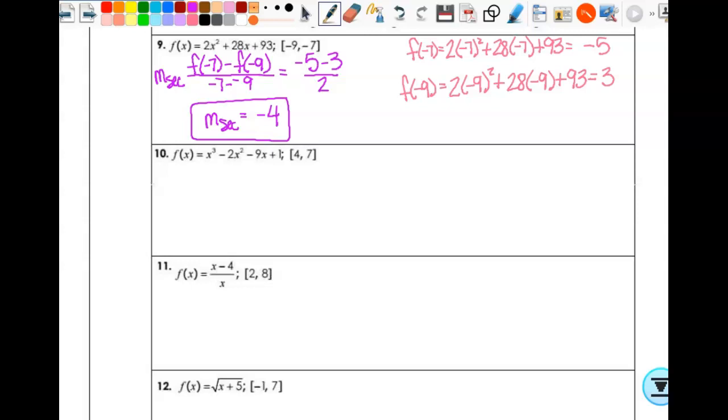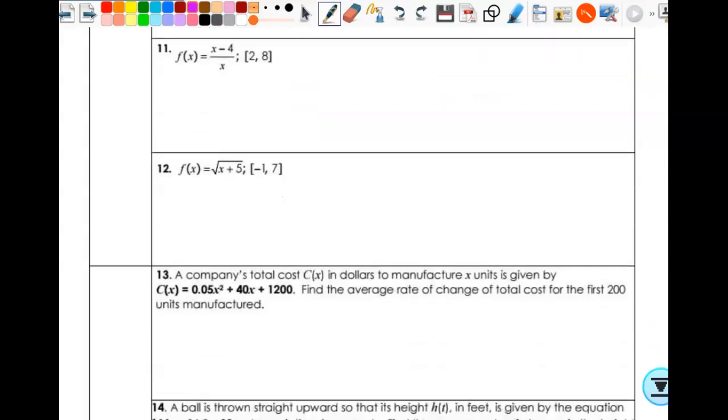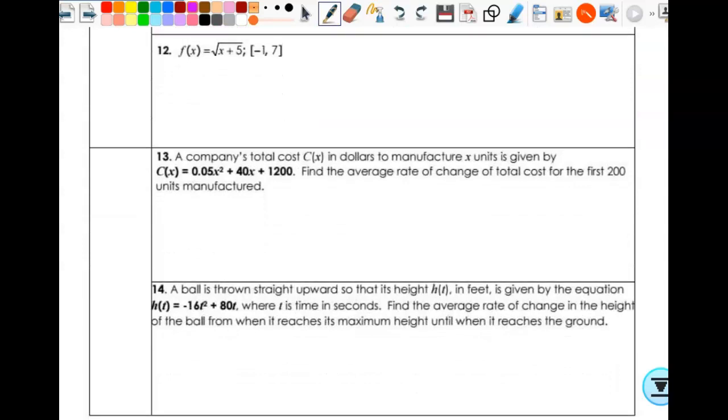All right. I don't think we need to do a ton of examples, but we are going to do number 12. But put the calculators aside for this one. We're going to do the rest of what we're doing without one. So I want the slope of the secant line. My interval is from negative 1 to 7. So that means I'm going to have f of 7 minus f of negative 1 over 7 minus negative 1.